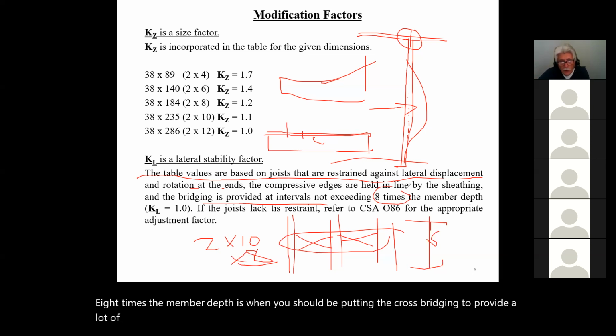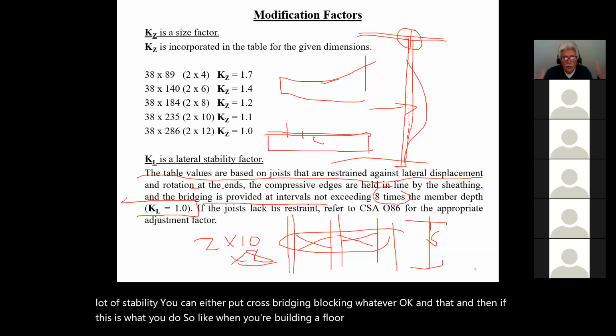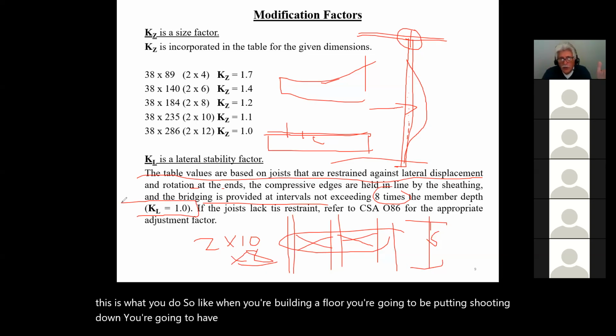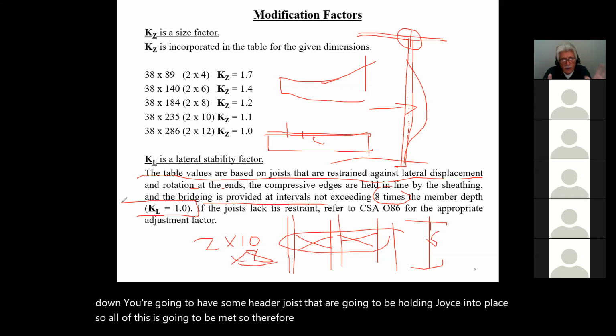You can either put cross bridging or blocking, whatever, okay? When you're building a floor, you know you're going to be putting sheeting down, and you're going to have header joists holding the joists into place. So all of this is going to be met, and therefore you don't have to worry about it. Your KL is 1.